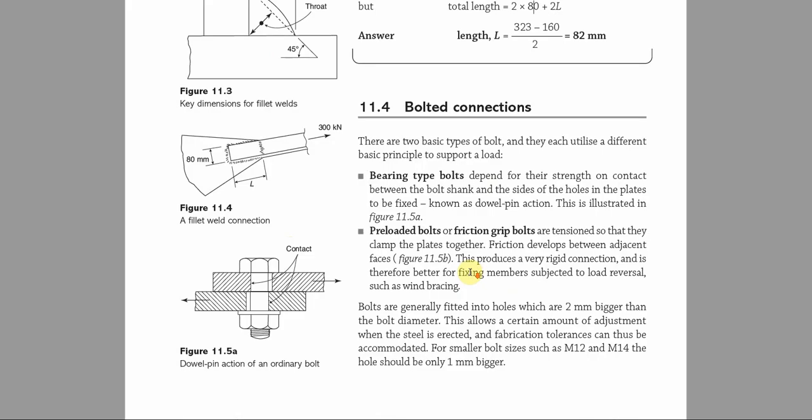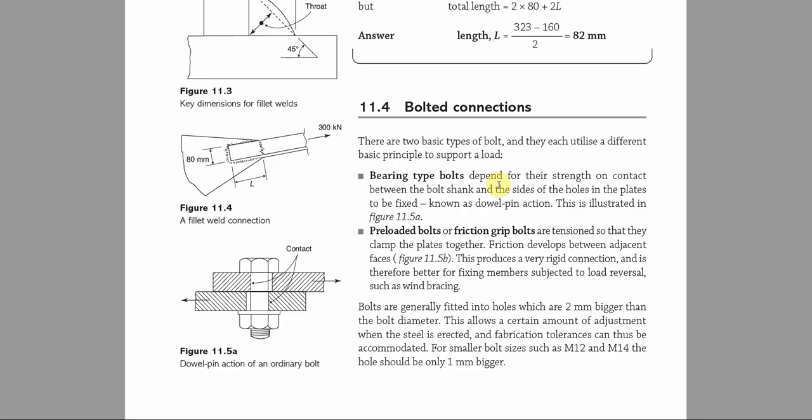Now let us go to bolted connections. There are two basic types of bolts, and they utilize different basic principles to support a load. We have the bearing type bolt and the preloaded bolt. The bearing type bolt depends for its strength on contact between the bolt shank and the side of the hole in the plates to be fused.